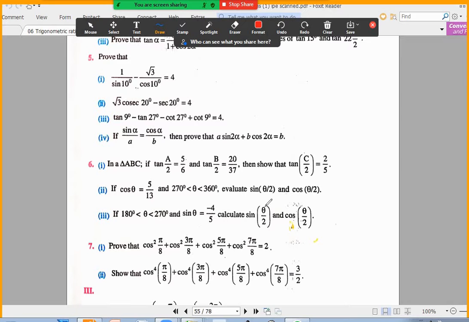Seventh one, second one is given in the board exam almost every other year. It's a very common question they keep giving. Cos power 4 pi by 8 plus cos power 4 3 pi by 8 plus cos power 4 5 pi by 8 plus cos power 4 7 pi by 8.